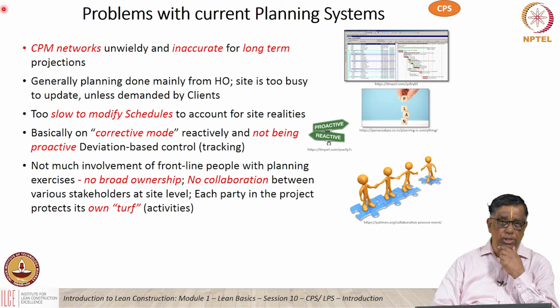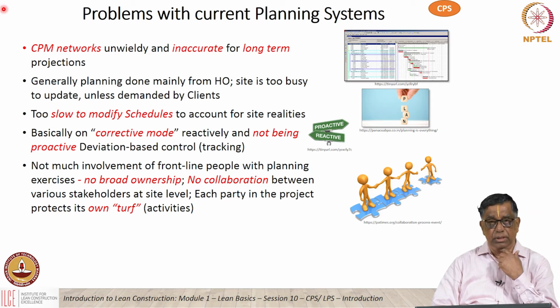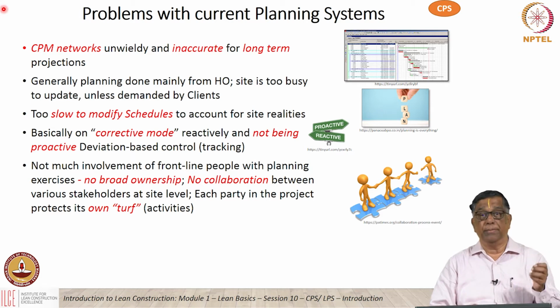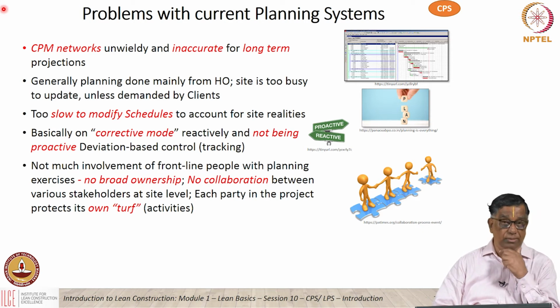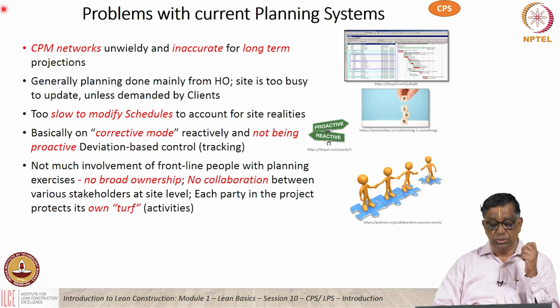So CPM networks, if you are having too many activities, they are quite unwieldy, and they are made for a project running for about 4 to 5 years. If you make a large network in the beginning, it's bound to be unreliable, because you cannot plan what's going to happen, for example, at the end of second year on a particular day with so many activities going on. And again the planning is done by people away from the project side.